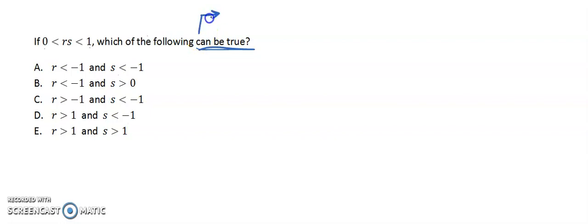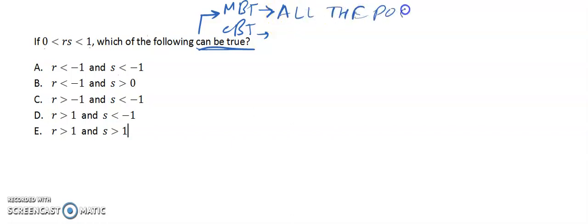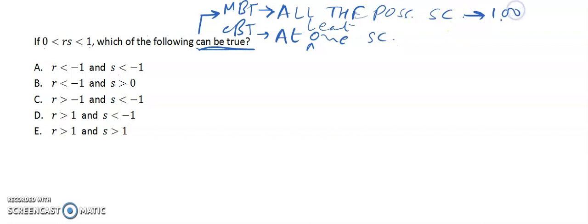Let's understand the difference between must be true and can be true kind of questions. In a must be true kind of question, the correct option must be correct in all the possible scenarios. And in a can be true kind of question, the correct option must be correct for at least one scenario. Say there are 100 possible scenarios.